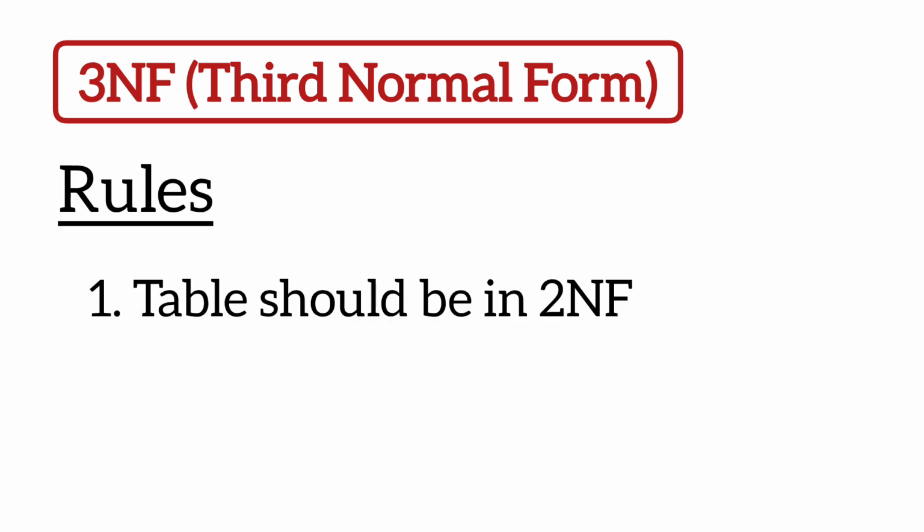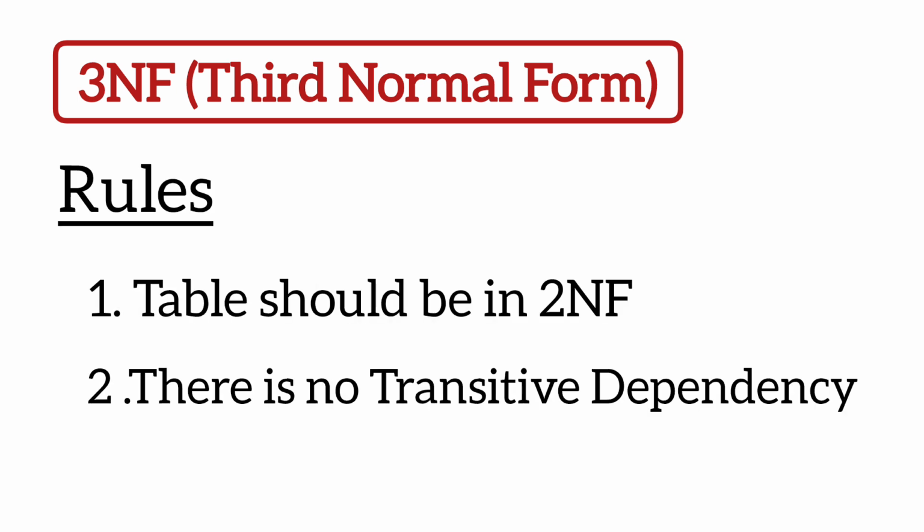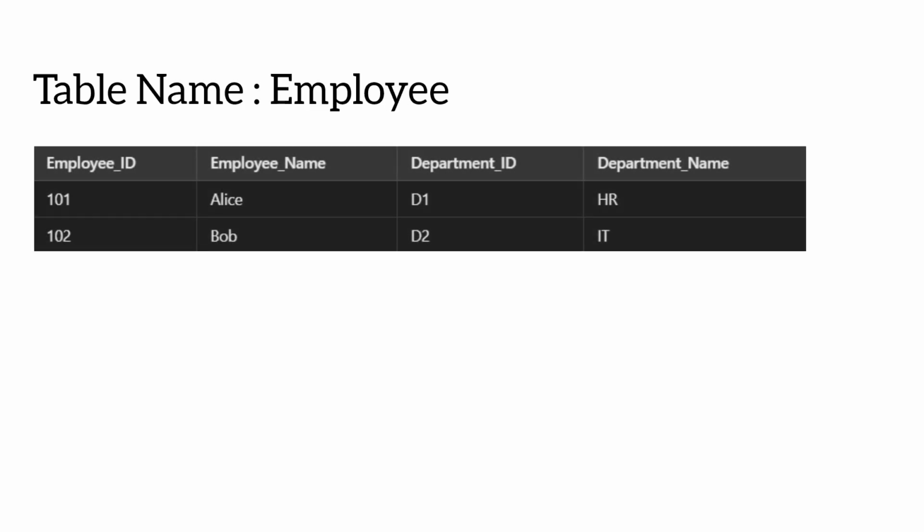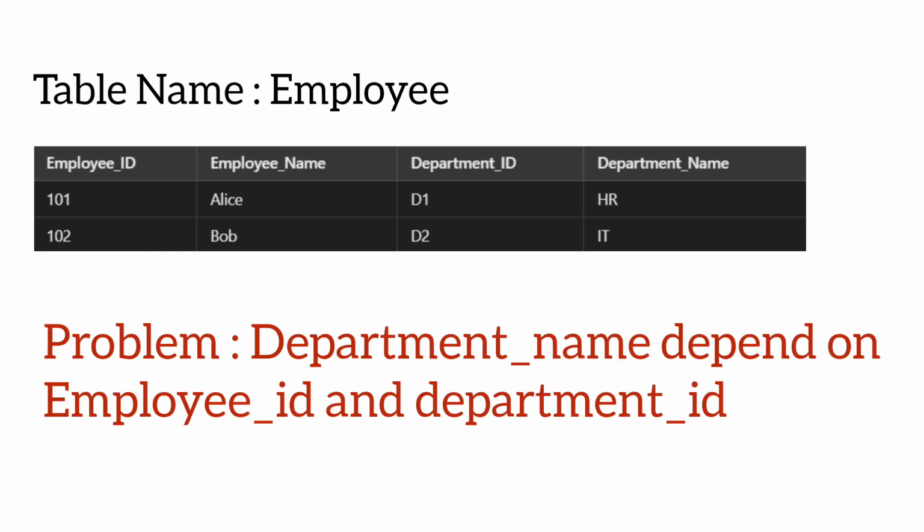Third is the third normal form, which is 3NF, and the rules are: first, the table should be in 2NF, and second, there are no transitive dependencies, meaning that a non-key column should not depend on other non-key columns. So if I have an employee table which has the columns employee ID, employee name, department ID and department name. Now the problem is department name depends on the department ID and not on the employee ID.